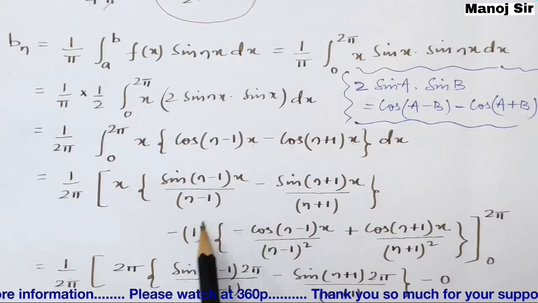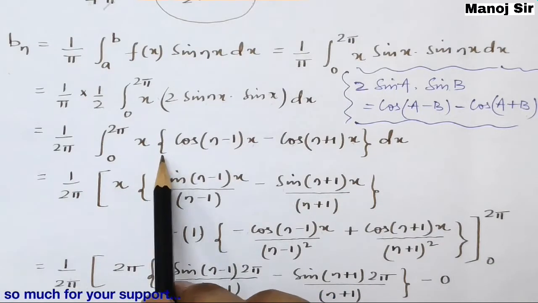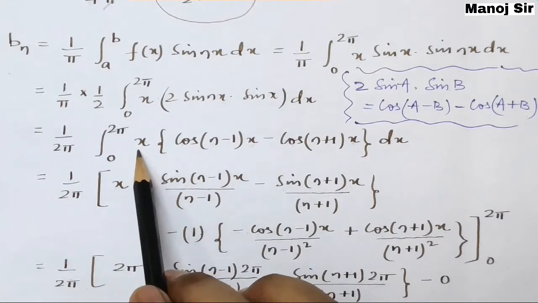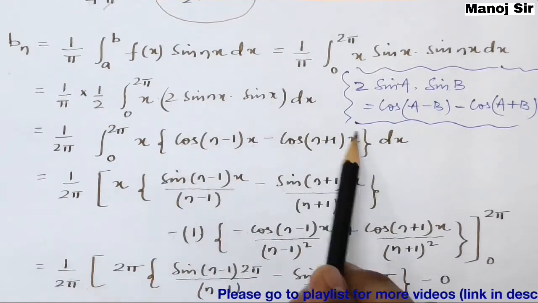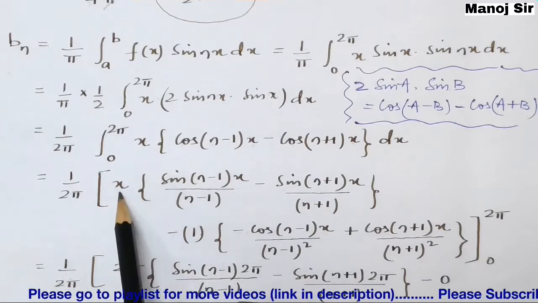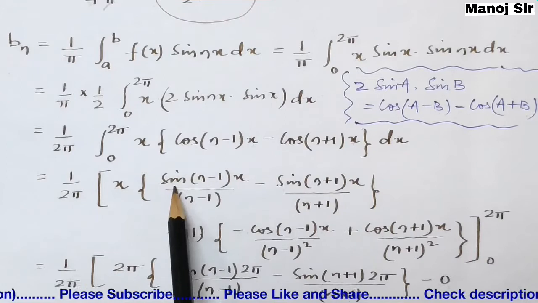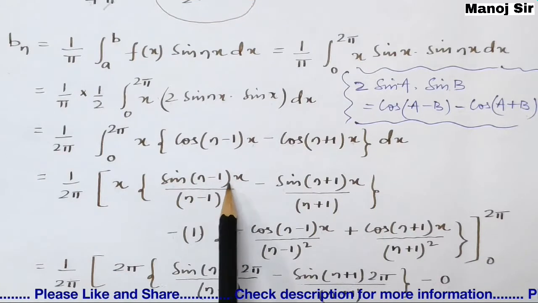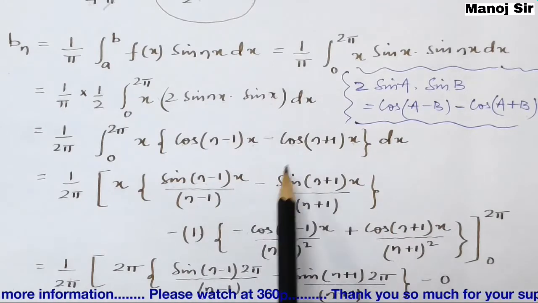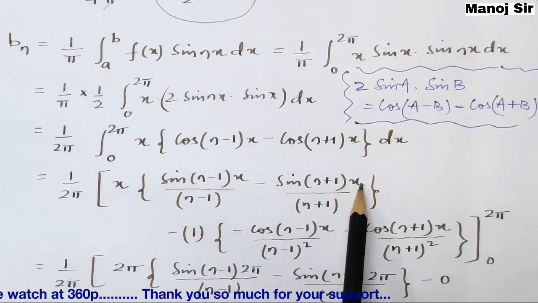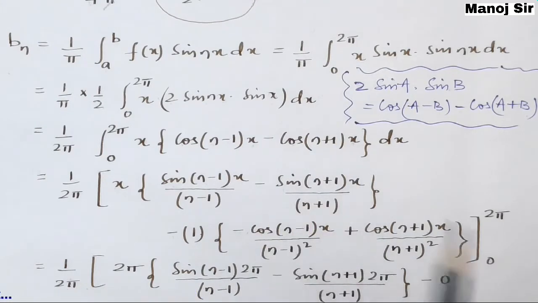Now in the next step, we are going to integrate. So 1 upon 2 pi as it is. Here we are going to use integration by parts, because this is my first function and this complete part is my second function. So first part as it is, integration of second function, that is cos will become sine. Sine n minus 1 x upon coefficient of x, that is n minus 1. Similarly, minus of sine n plus 1 into x upon coefficient of x, that is n plus 1.